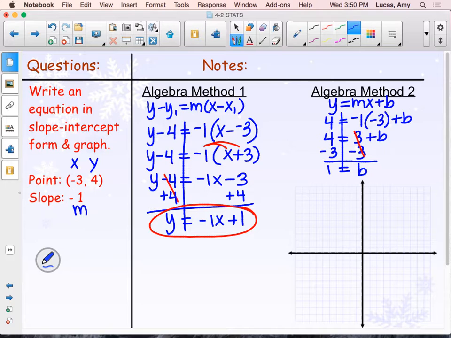My intercept is 1. Now make sure you go back to this equation and plug in your slope and your intercept. The slope was given, it's -1. The intercept I solved for, +1. Final answer. So I start at my intercept of 1, and then I use my slope. My slope is -1, so that means I'm going down 1 over 1, down 1 over 1, and then I can draw my line. So negative slopes, you go downhill.